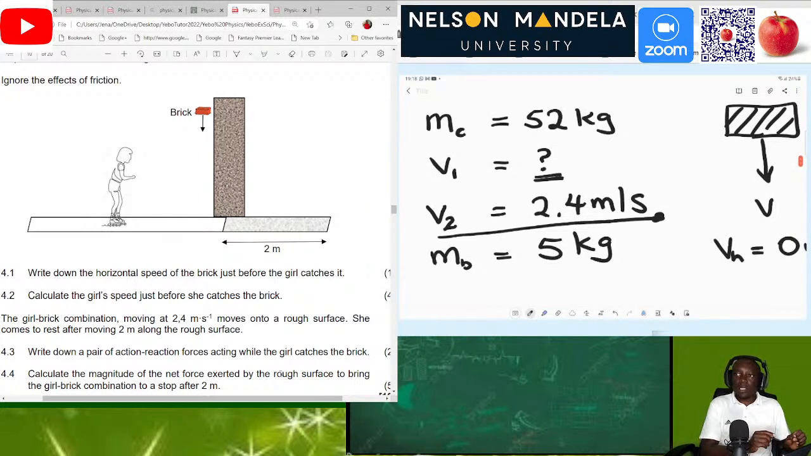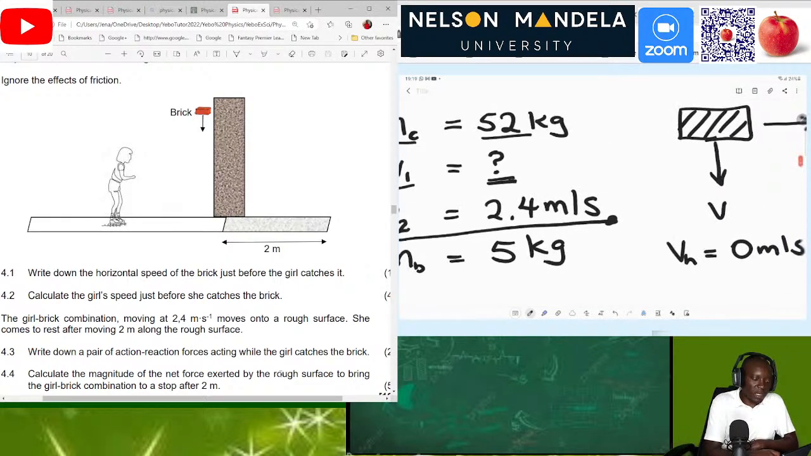It's the mass of the girl, the combined mass of girl and skates, 52 kgs. We listed this. And the velocity of the girl, we were not told, so we put a question mark there. We don't know that. This is what part 4.2 requires us to find. Then we are told that after the girl catches the brick, the combined velocity for the motion of the girl and the brick is 2.4 meters per second, and the mass of the brick being 5 kgs.